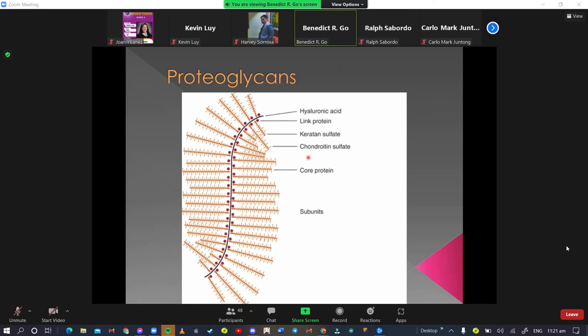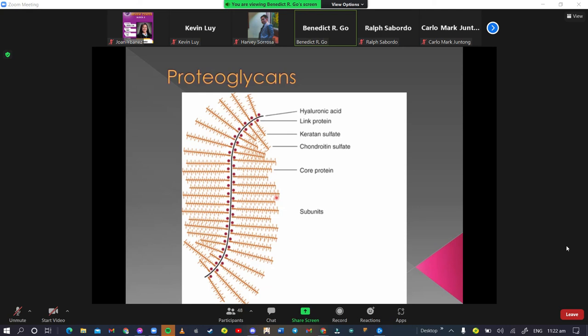Okay, so hyaluronic acid is actually this long polymer, right? And what is attached to the hyaluronic acid are your core proteins, and what is attached to the core proteins are your glycosaminoglycans, exemplified here as your chondroitin sulfate and your keratan sulfate. Of course, there's also link protein, but that's not very important.